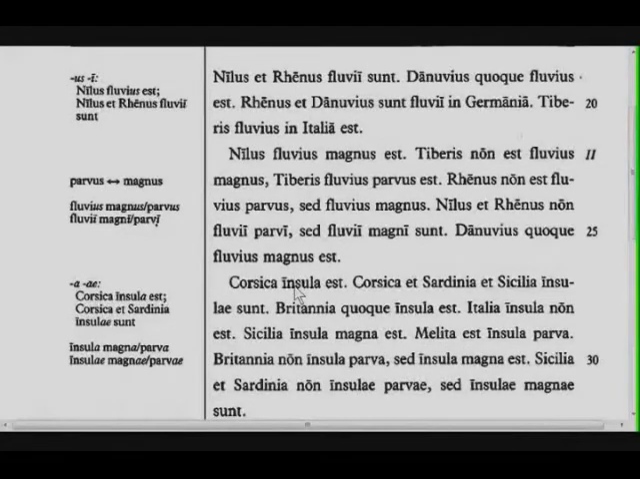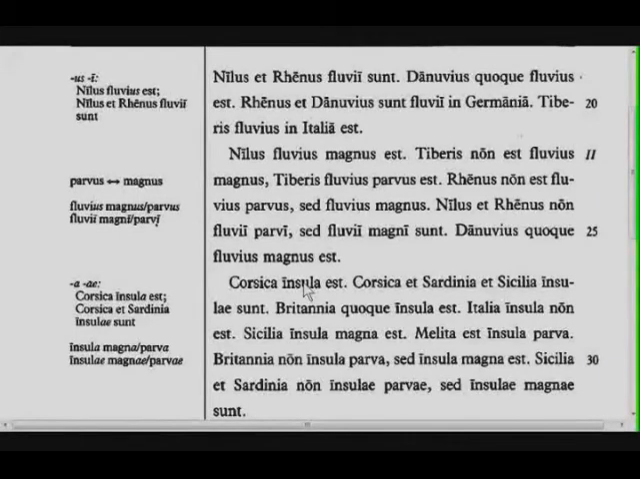Insula. Insula is a noun like fluvius, but notice that the ending is different. We have a short A on the end, insula, instead of fluvius. Fluvius is a masculine noun, and insula is feminine. Nouns in Latin have grammatical gender. Islands are not women, and the rivers are not men, but grammatically, river is masculine and island is feminine.